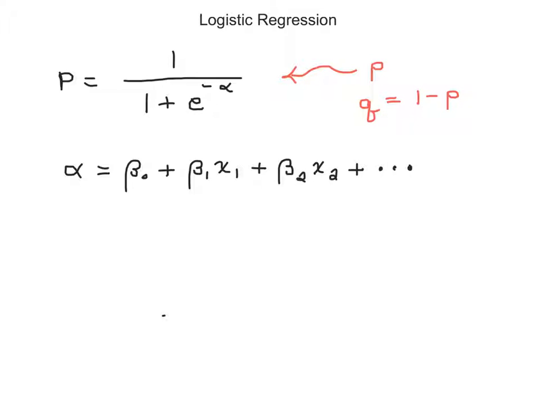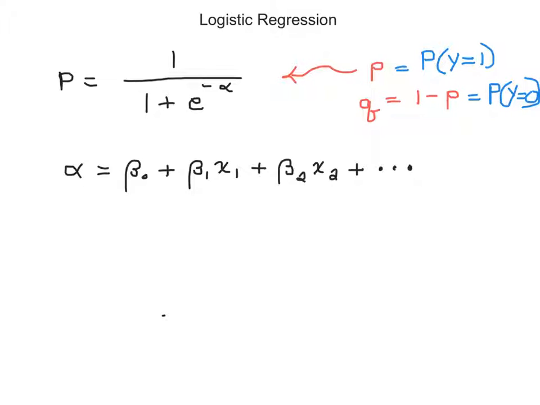So we could say that P is the probability, capital P, that our dependent variable, y, is 1, which means it's positive, and Q is the probability that y is equal to 0, because it's not true.